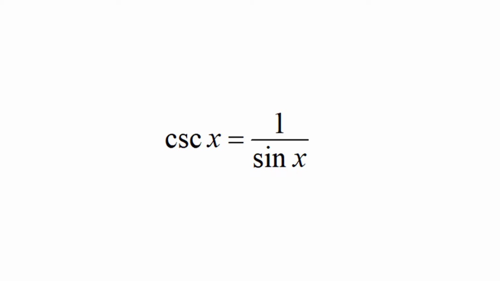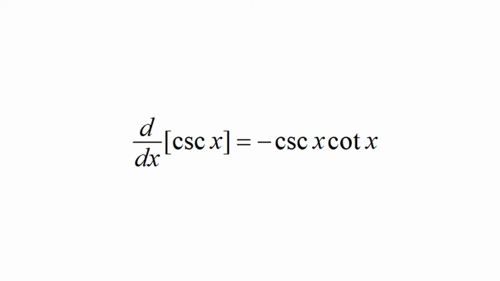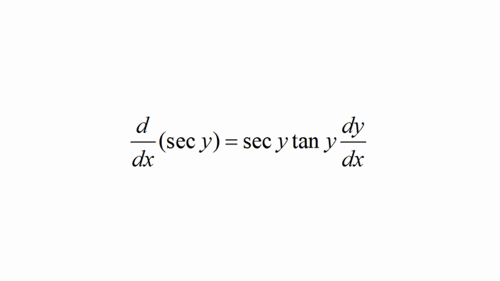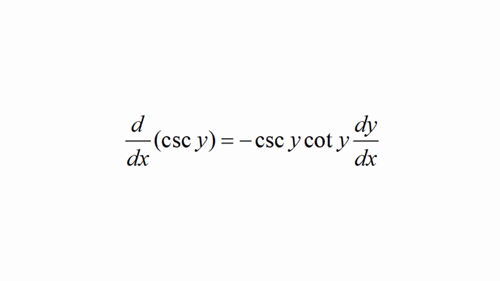Proceeding similarly, using the fact cosec x equals 1 by sin x, we obtain d by dx of cosec x equals minus cosec x into cot x. An application of chain rule gives d by dx of sec y equals sec y into tan y into dy by dx, and d by dx of cosec y equals minus cosec y into cot y into dy by dx.